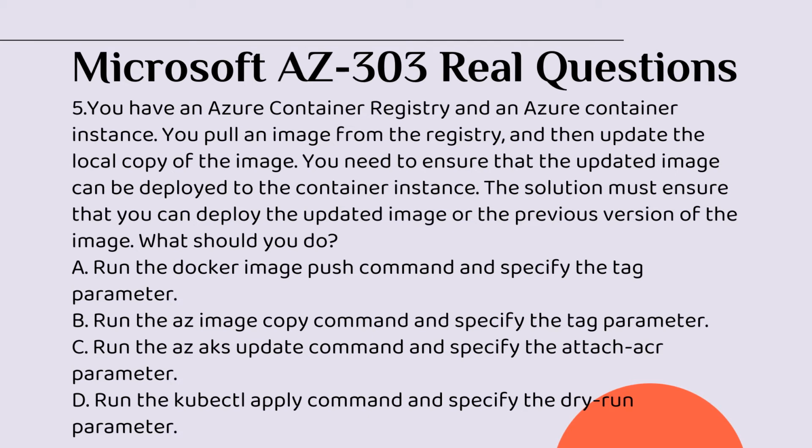B. Run the az image copy command and specify the tag parameter. C. Run the az aks update command and specify the attach-acr parameter. D. Run the kubectl apply command and specify the dry-run parameter.